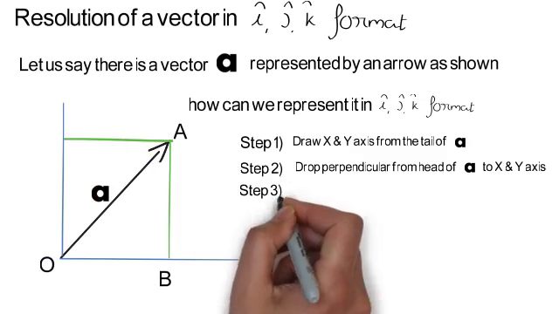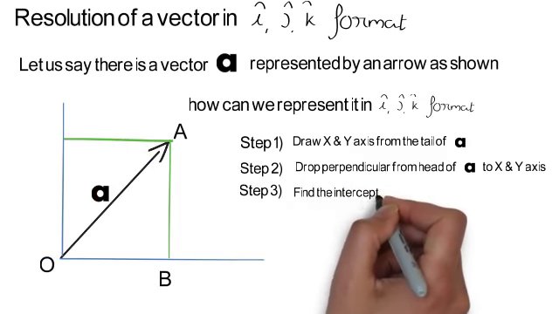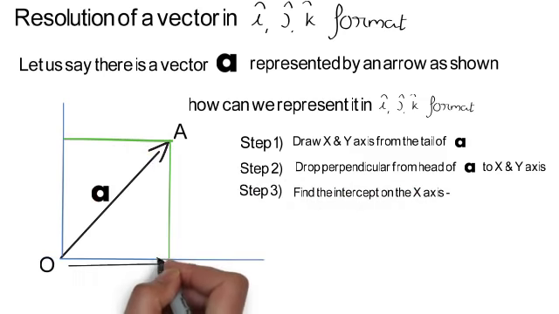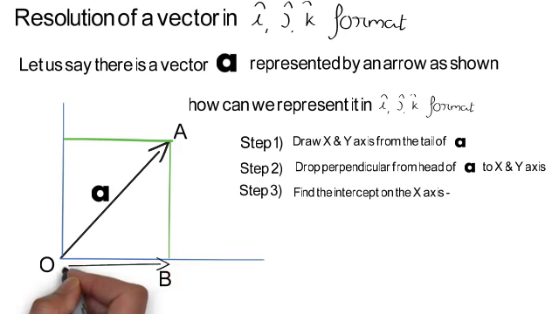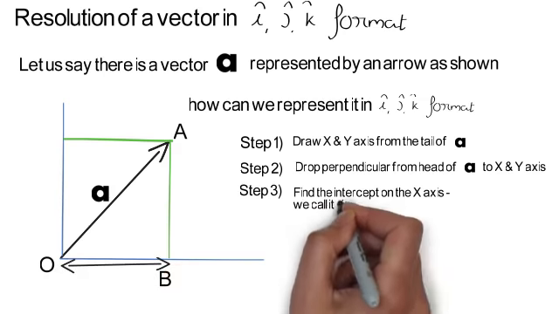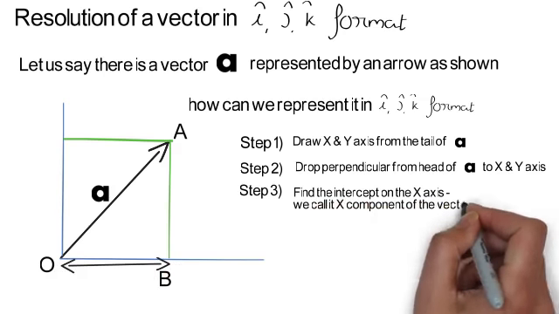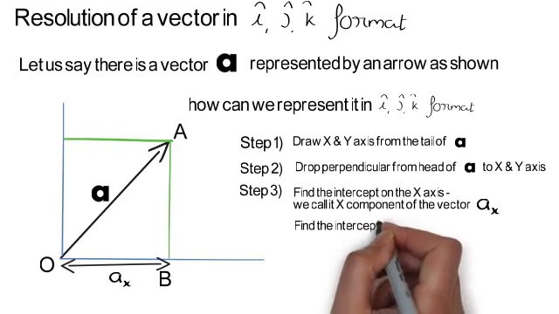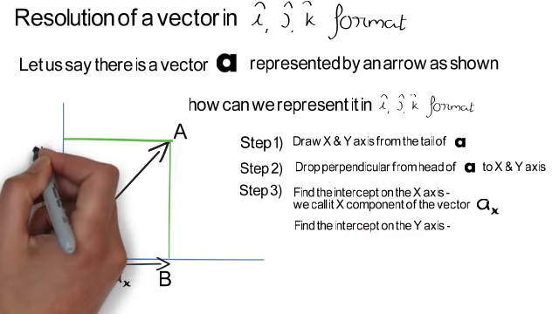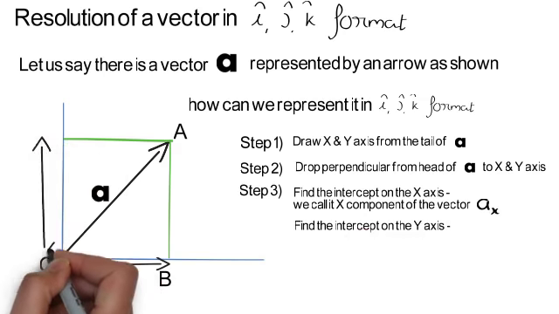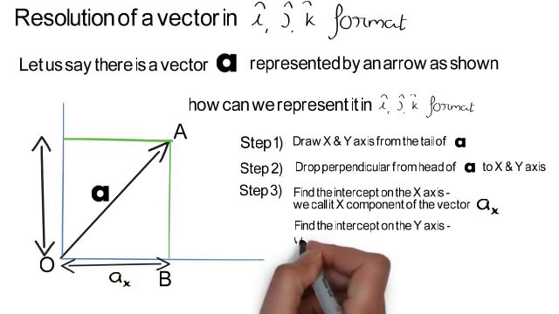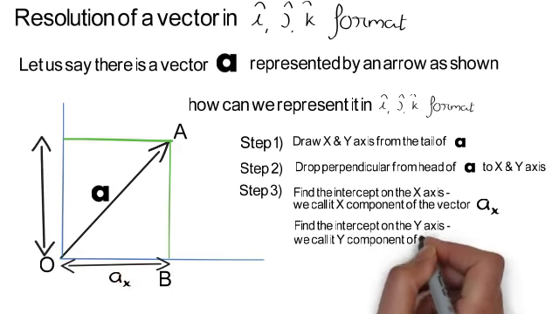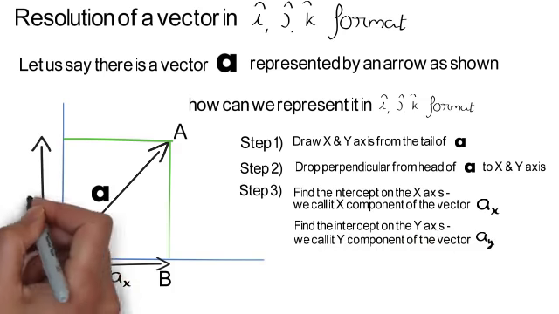The third step: find the intercept on the x-axis. So this is the intercept of the perpendicular on the x-axis. We call it the x component of the vector A. Let us give this dimension a name, AX. So this is AX. Then find the intercept on the y-axis. So this is the intercept of the perpendicular on the y-axis. We call it the y component of the vector A. Let us call it AY.